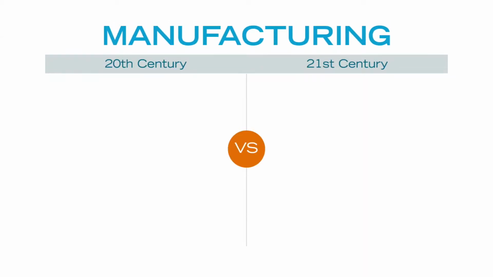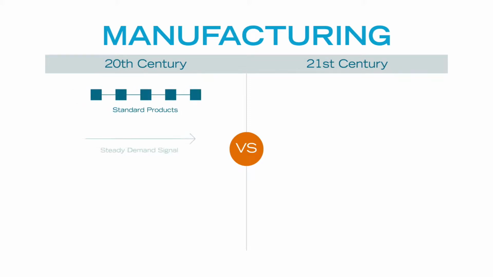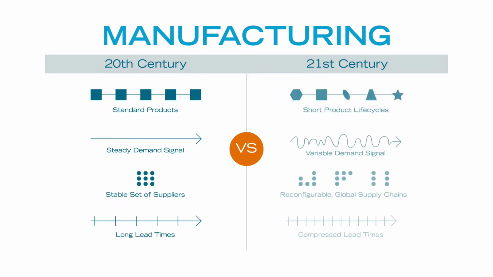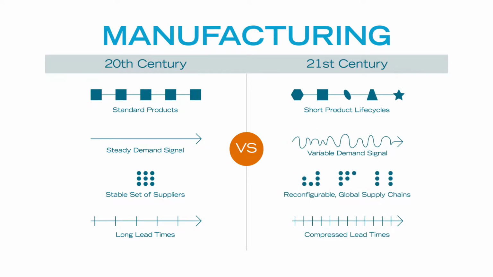Market dynamics change how businesses operate. Products used to be more standardized, with steady demand signals that were easily met with simple supply chains. Customer demands were more predictable. But as the market has moved to a fluid environment, lead times have compressed, product variations have increased, and supply chains have become globalized and complex.